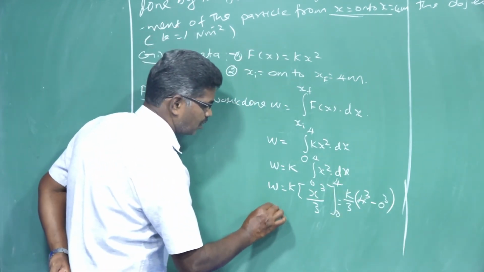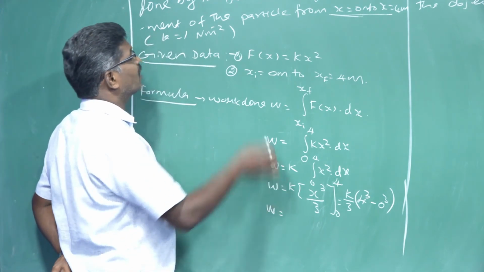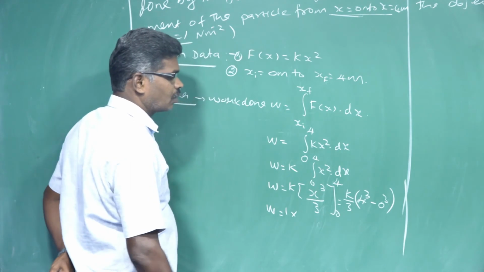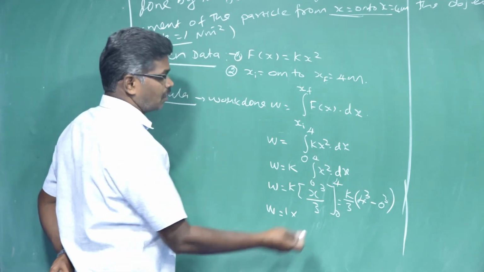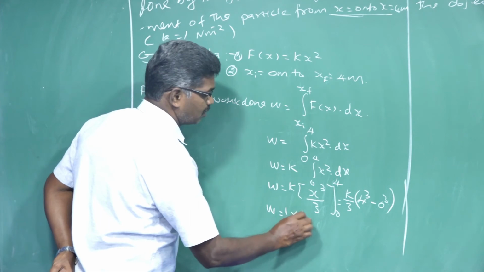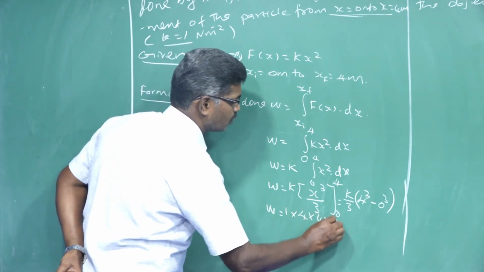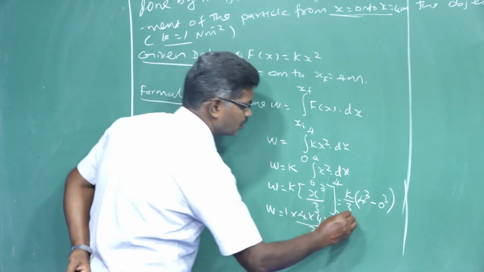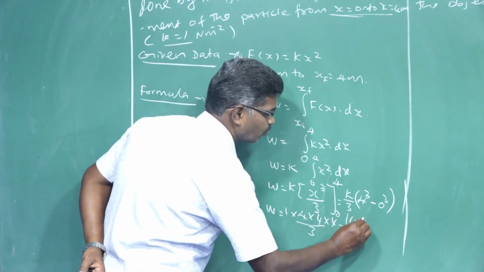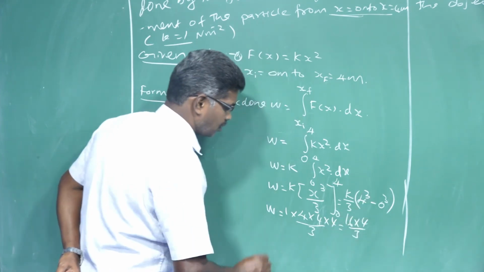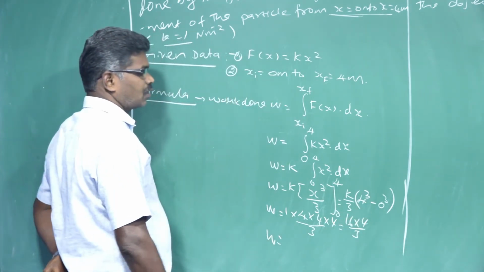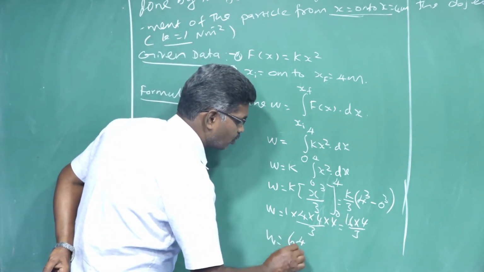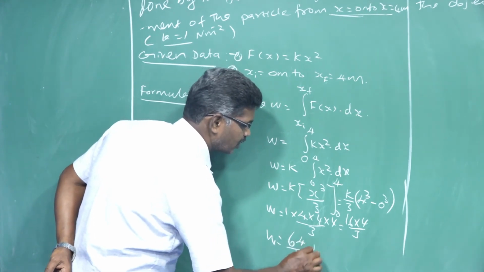So we can take W is equal to, what is the k value given in our data? 1, into 4 into 4 into 4 divided by 3. So here 4 into 4, 16, into 4 divided by 3. Finally 16 into 4, that is 64 divided by 3. The unit is joule.